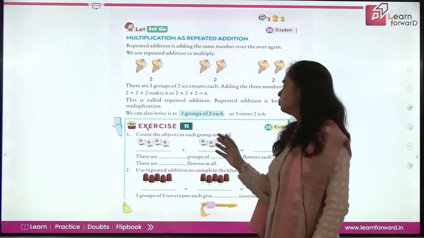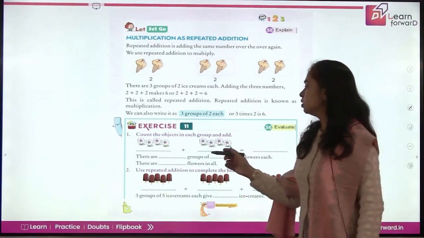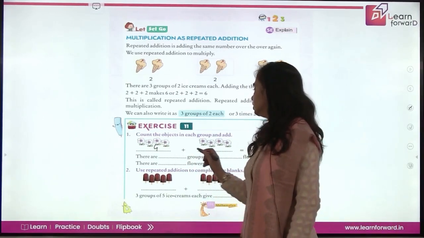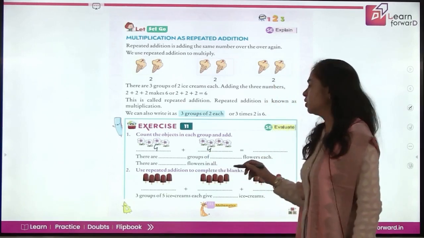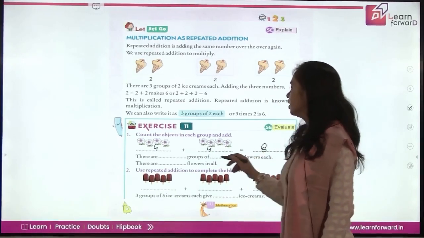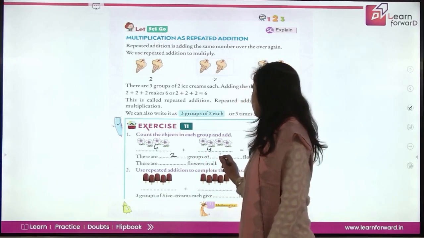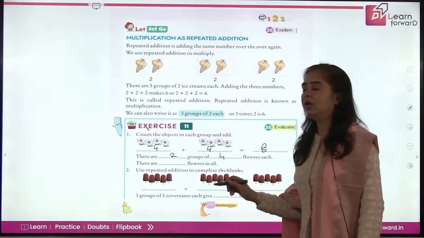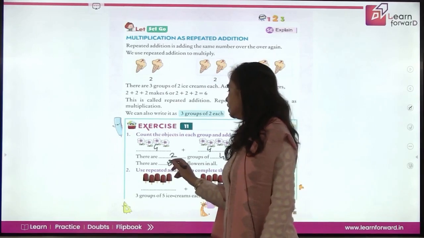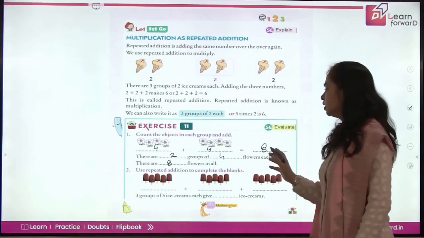Now count the objects in each group and add. So these are 4 flowers. These are also 4. So 4 plus 4 is 8. So there are how many groups of 4 flowers? 2 groups of 4 flowers each, and there are in all 8 flowers. 4 plus 4 is 8.